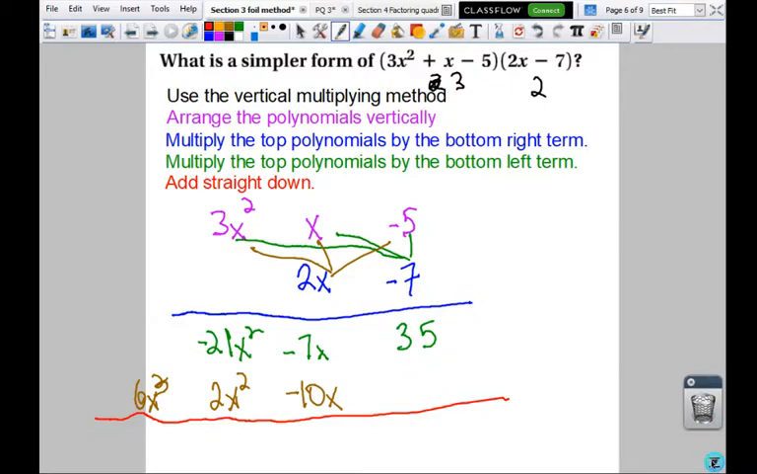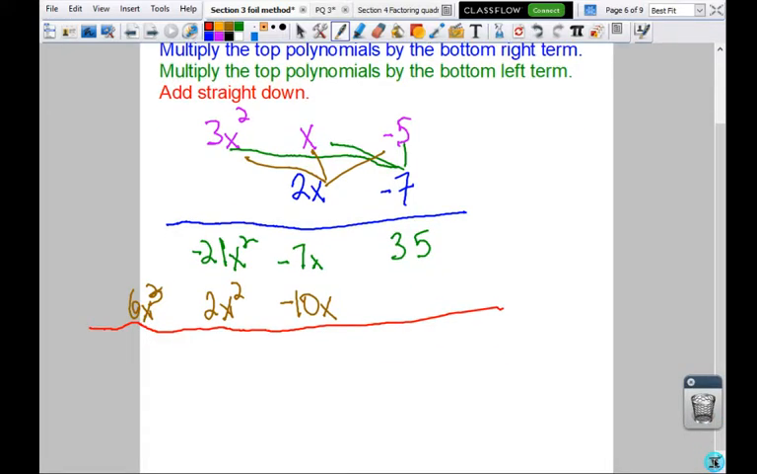Okay, now I'm going to do what Lucas said, and I'm going to add straight down. On this one, I have 35. Do I have anything else there? No, so I'm going to go 35, and it's positive, right? So I'm going to put a plus. Then I'm going to keep going. Negative 7x plus negative 10x is negative 17x. And because it's negative, I'm putting a minus sign. And then I'm going to keep going. Negative 21x squared plus 2x squared is negative 19x squared. Those are x squared. And I'm putting a minus because it's negative.